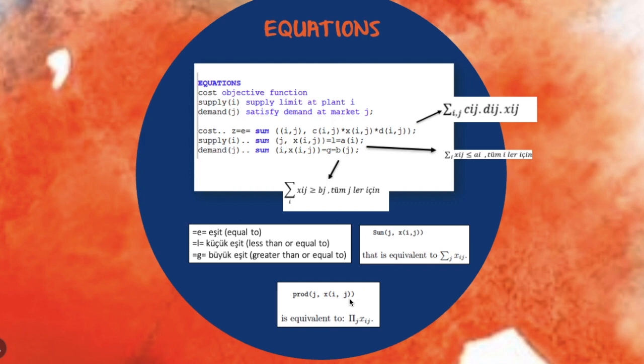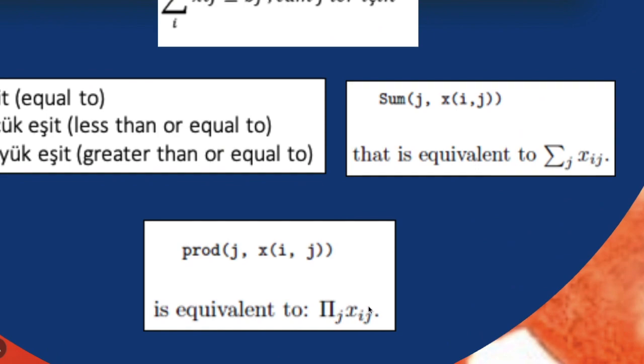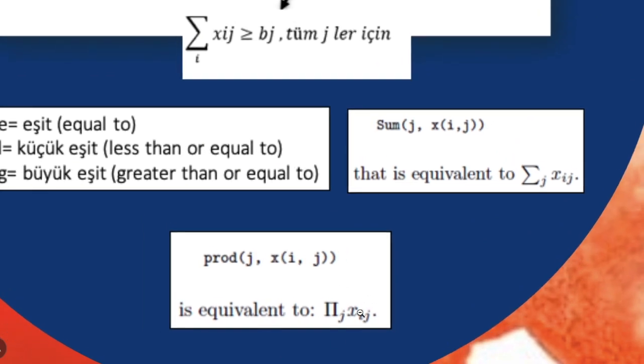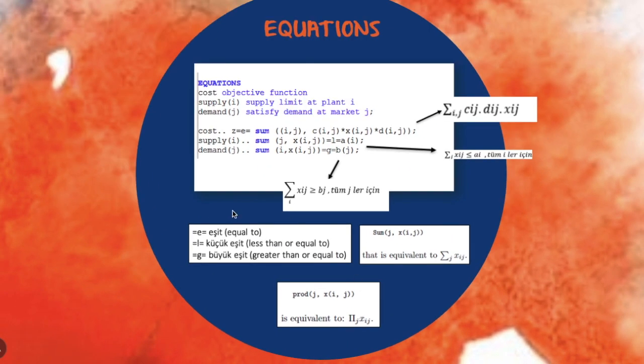Also here, a quick note. Prod means product of xij's over j. That is, as you can see here, the product function.